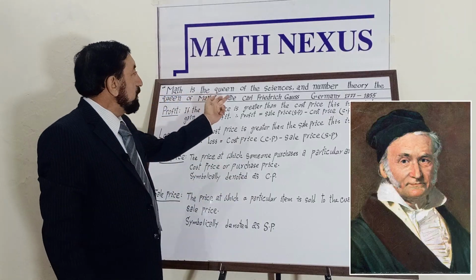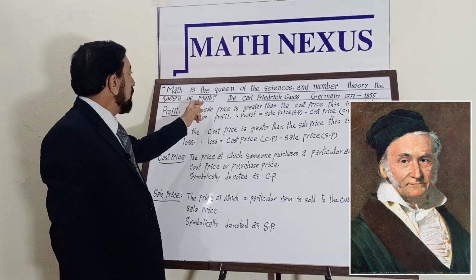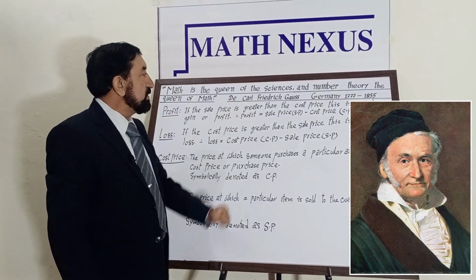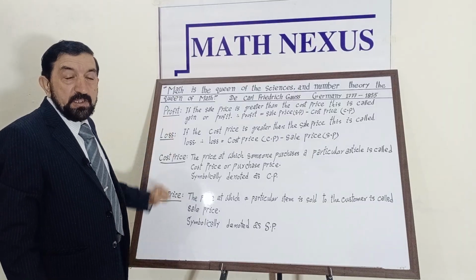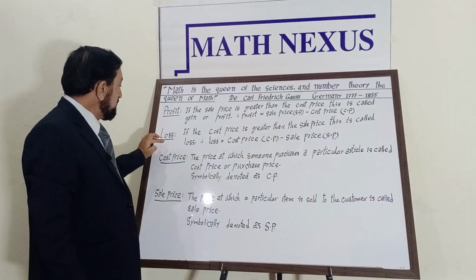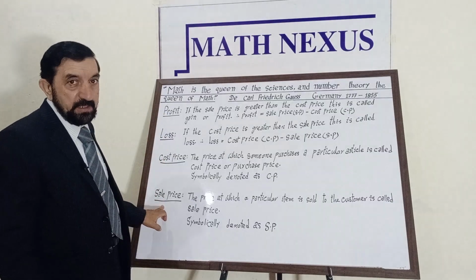Math is the queen of the sciences and number theory the queen of math, said Carl Friedrich Gauss. Today, our topic is financial arithmetic, in which we cover profit, loss, cost price, and sale price.